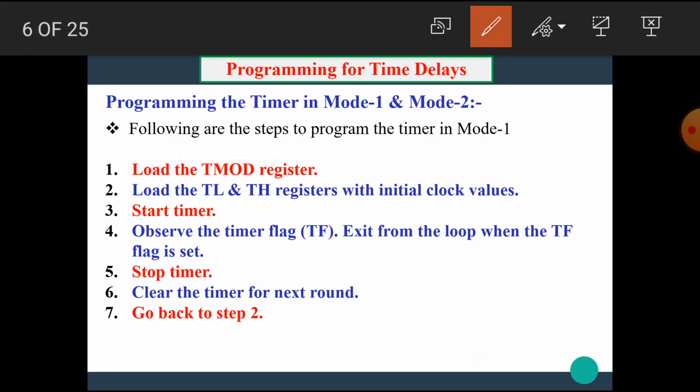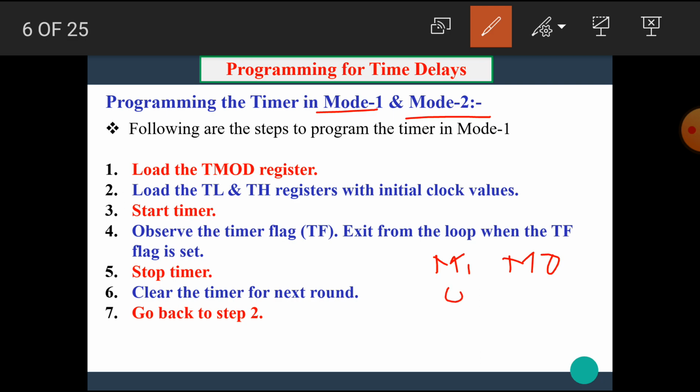Let's see the concept here: programming the timer in mode 1 and mode 2. We know that we can select the modes of the timer by using the mode select bits M1 and M0 from the TMOD register. By giving the proper combination, we can select our desired mode.